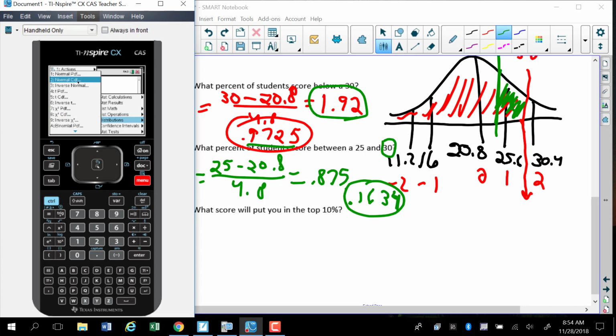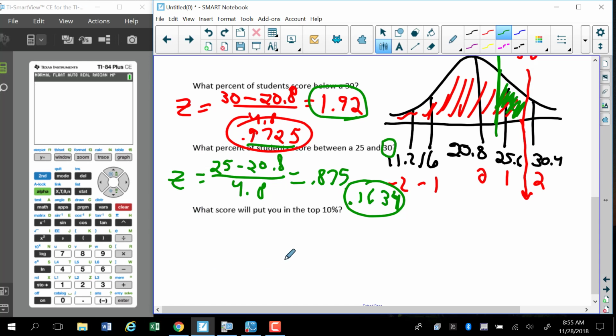distributions, normal CDF. And if you look, it has the same exact thing that the other calculator had, lower bound, upper bound in here. And then we could put 0.875 and then 1.92. And then if you hit OK, it would give us the same percentage that we got here. So for the sake of going forward, I'm not going to use this one. I'm going to use this other calculator just so I don't have to go back and forth.